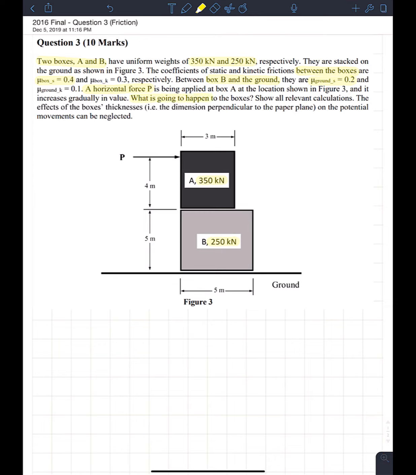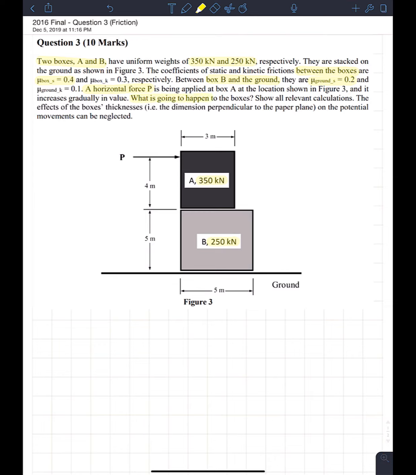So all it really wants to know in this question, even though it's not really stated very well, is what's going to happen to the boxes. So this is when we're going to have to go through together and figure out all the different scenarios that can happen to the boxes. So let's just draw little pictures and see what happens.